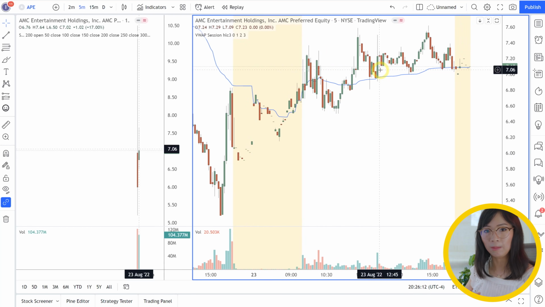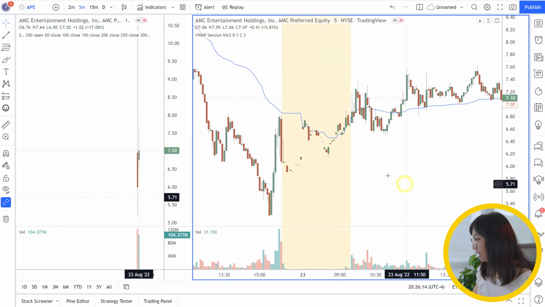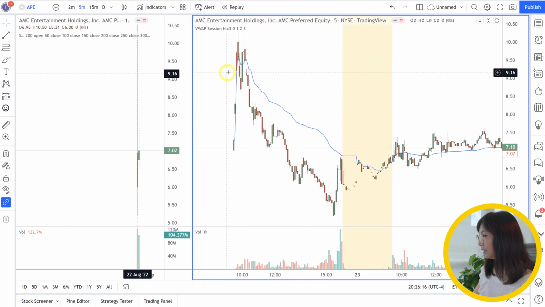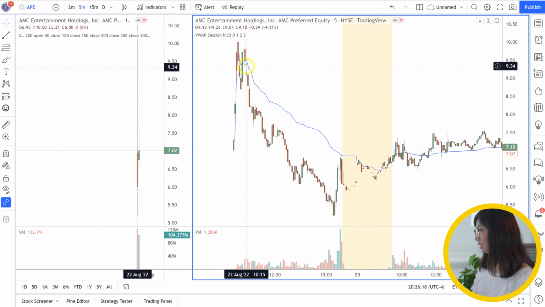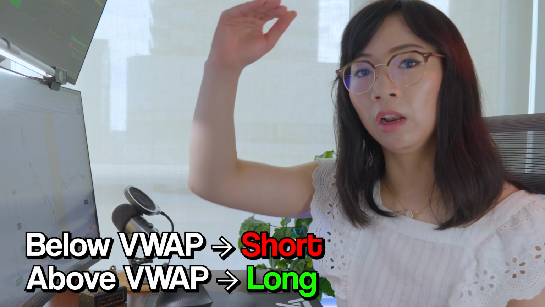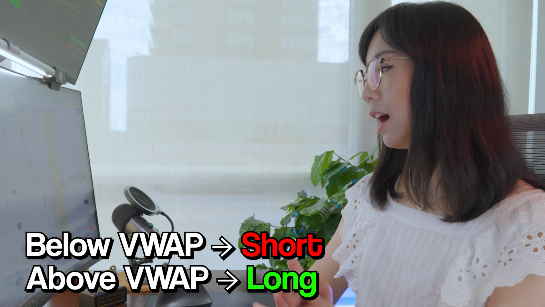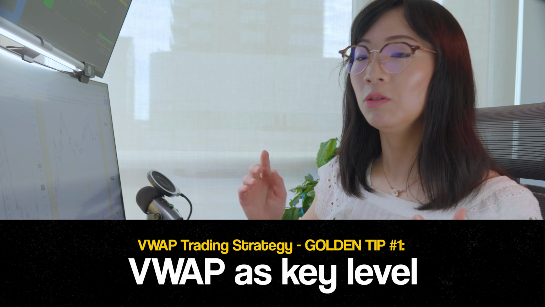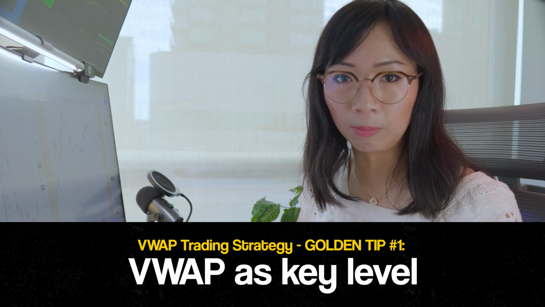That's due for a bounce. Now, on the other hand, if it's staying below VWAP, like the day it IPO'd, you can see the stock broke down VWAP, that blue line, and stayed below it all day long. Then that's perceived as very weak. In the most general sense, you want to short stocks that are below VWAP and long stocks that are holding above VWAP. So the first tip I have for you is using VWAP as intraday key support.